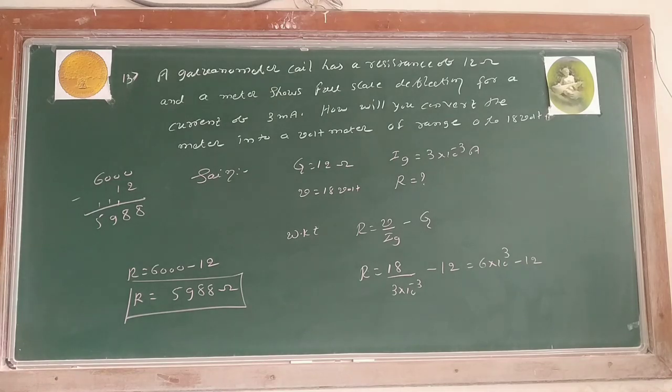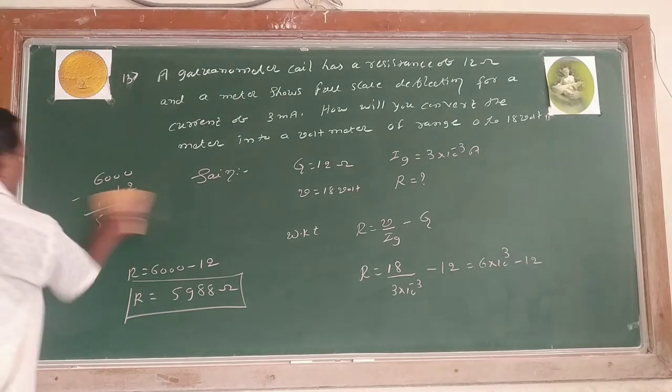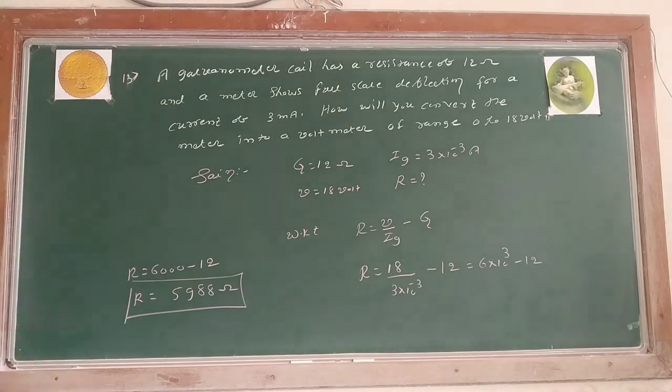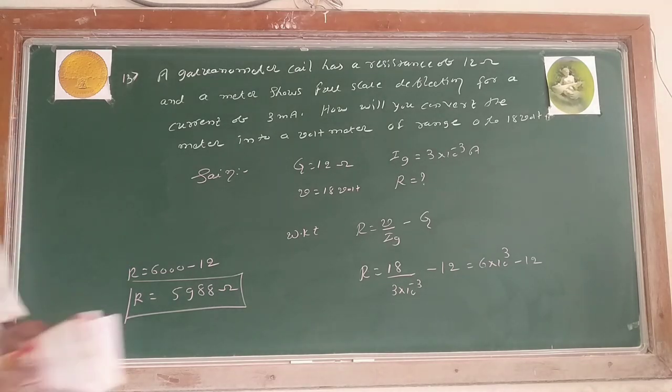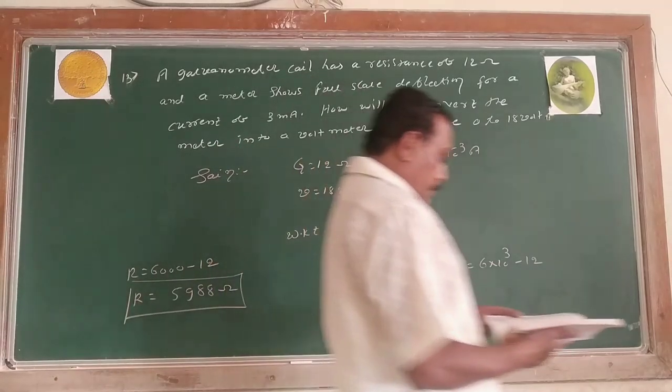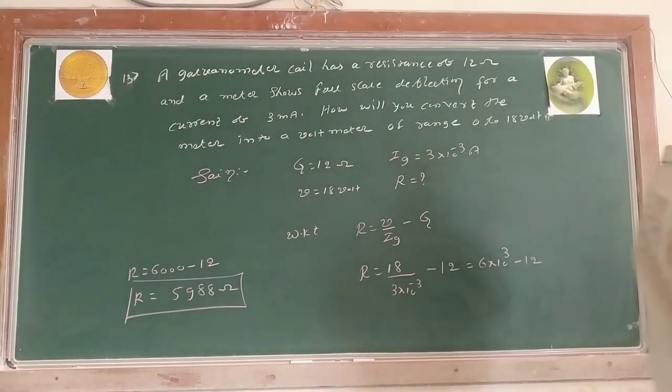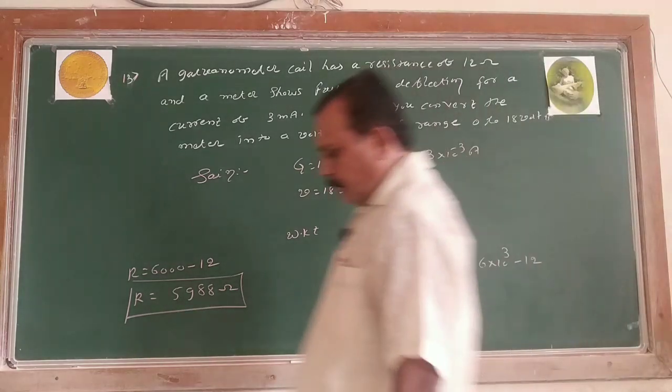This much high resistance is connected in series with the galvanometer. Then the galvanometer acts as a voltmeter which reads up to 18 volt. सिंपल है, राइट? एक बार देख लो.